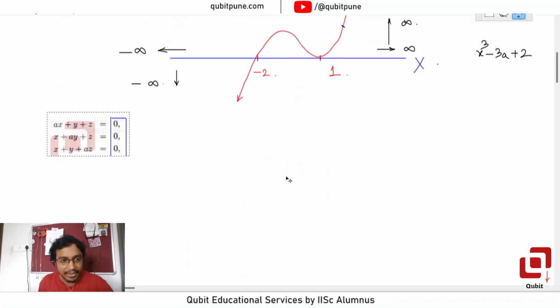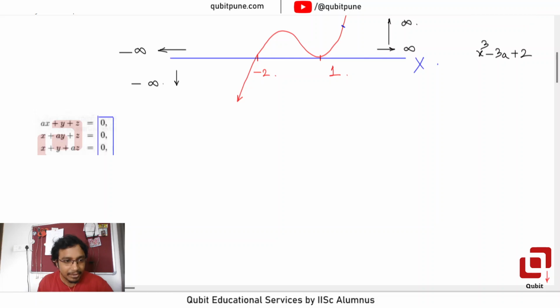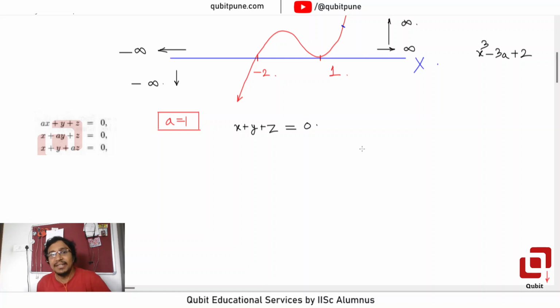Now just one last part about the problem. Although it's very unlikely that they will ask you this, but I just want to cover it right here. Suppose I take a as 1, then naturally I will get only one equation, x plus y plus z equal to 0. And then you can clearly see that all I need to do is pick 3 real numbers whose addition is 0. That will serve as a solution.